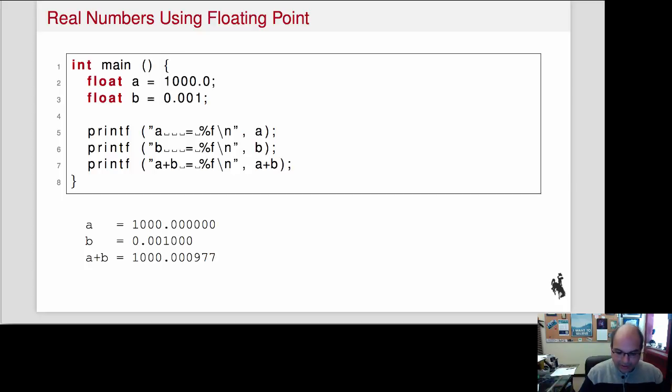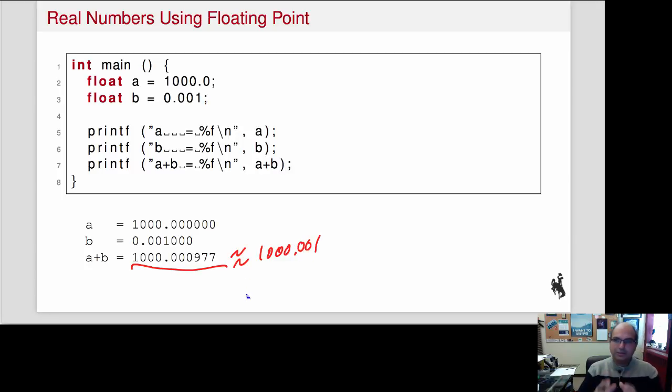A is 1,000, B is 0.001, okay? Notice there's like 7 orders of magnitude between those. And let's see what A plus B is. And the answer is 1,000.00977. As you can tell, this is actually awfully close to the correct answer, which is 1,000.001, okay?